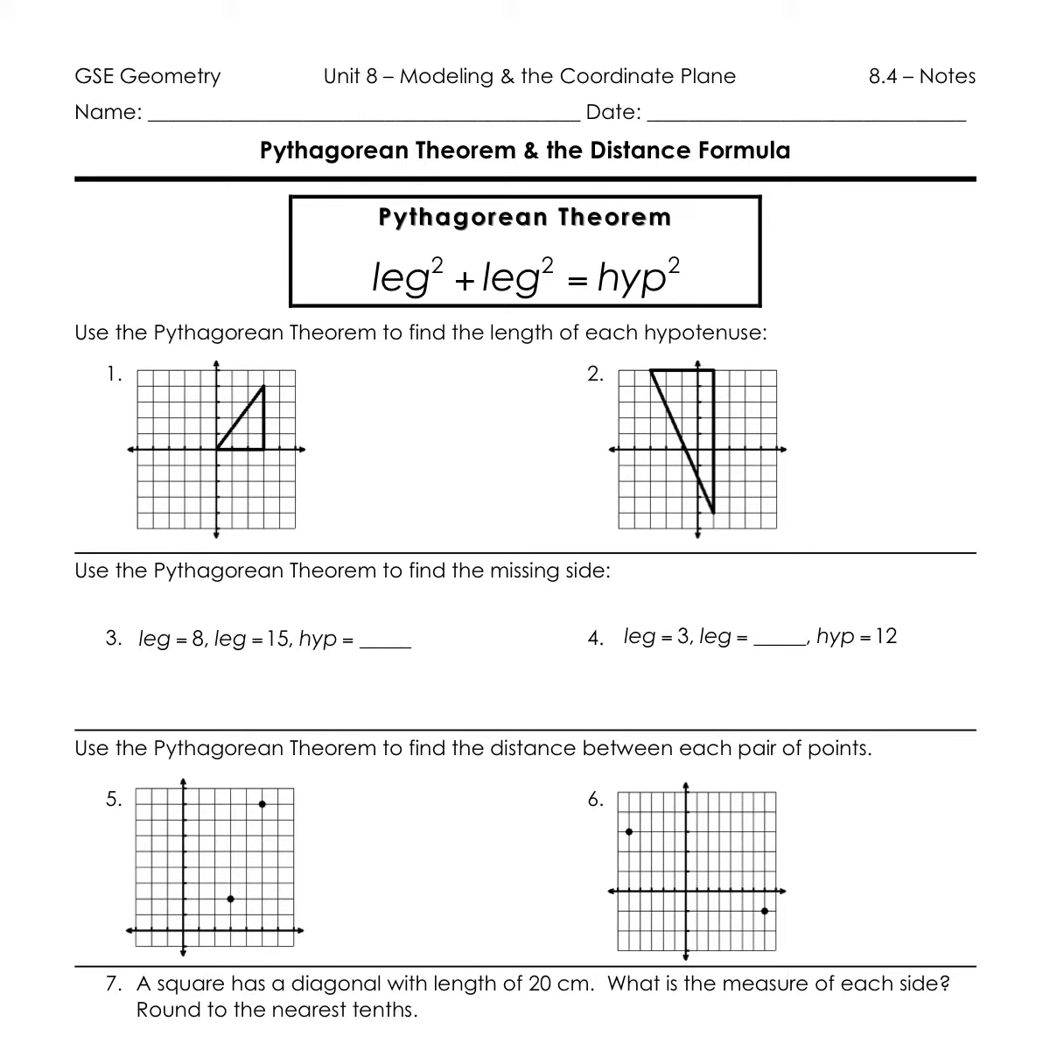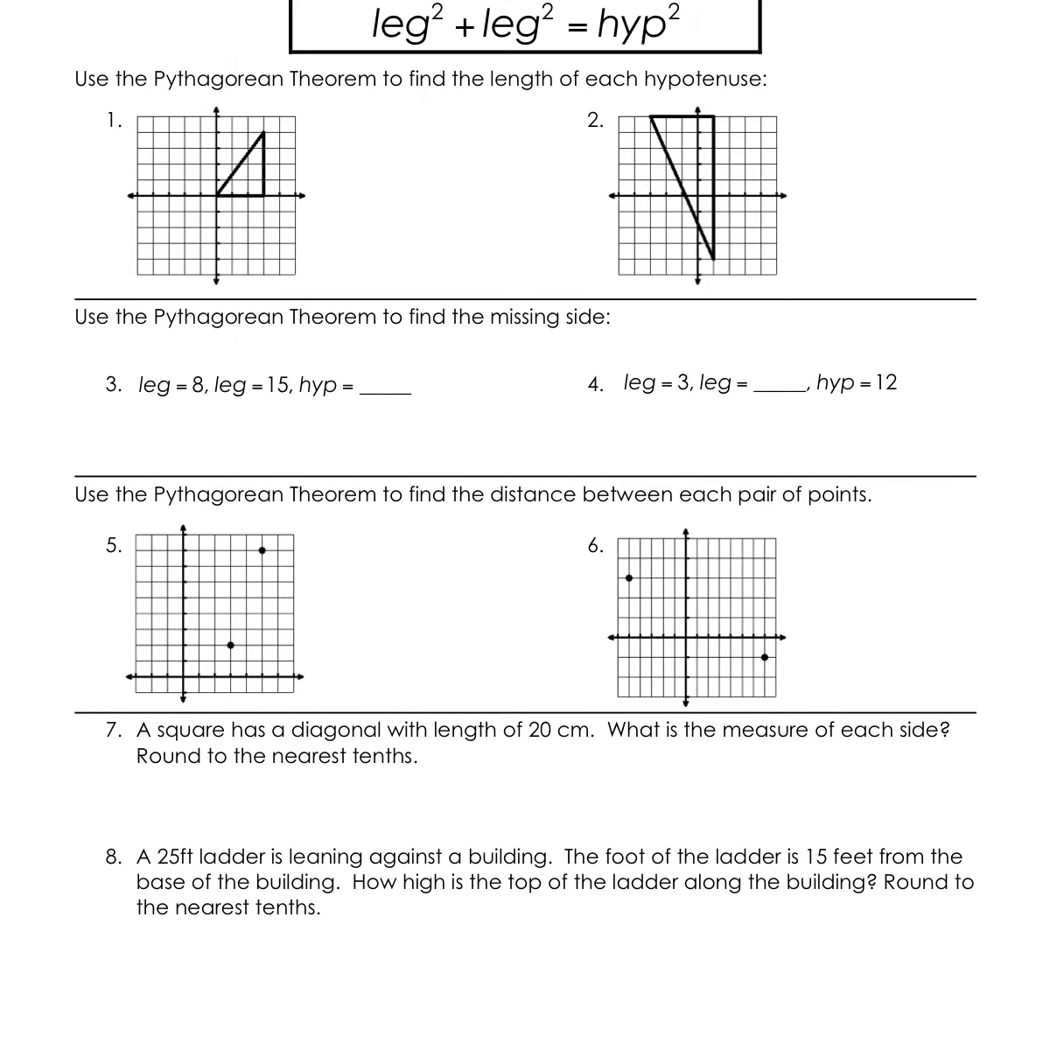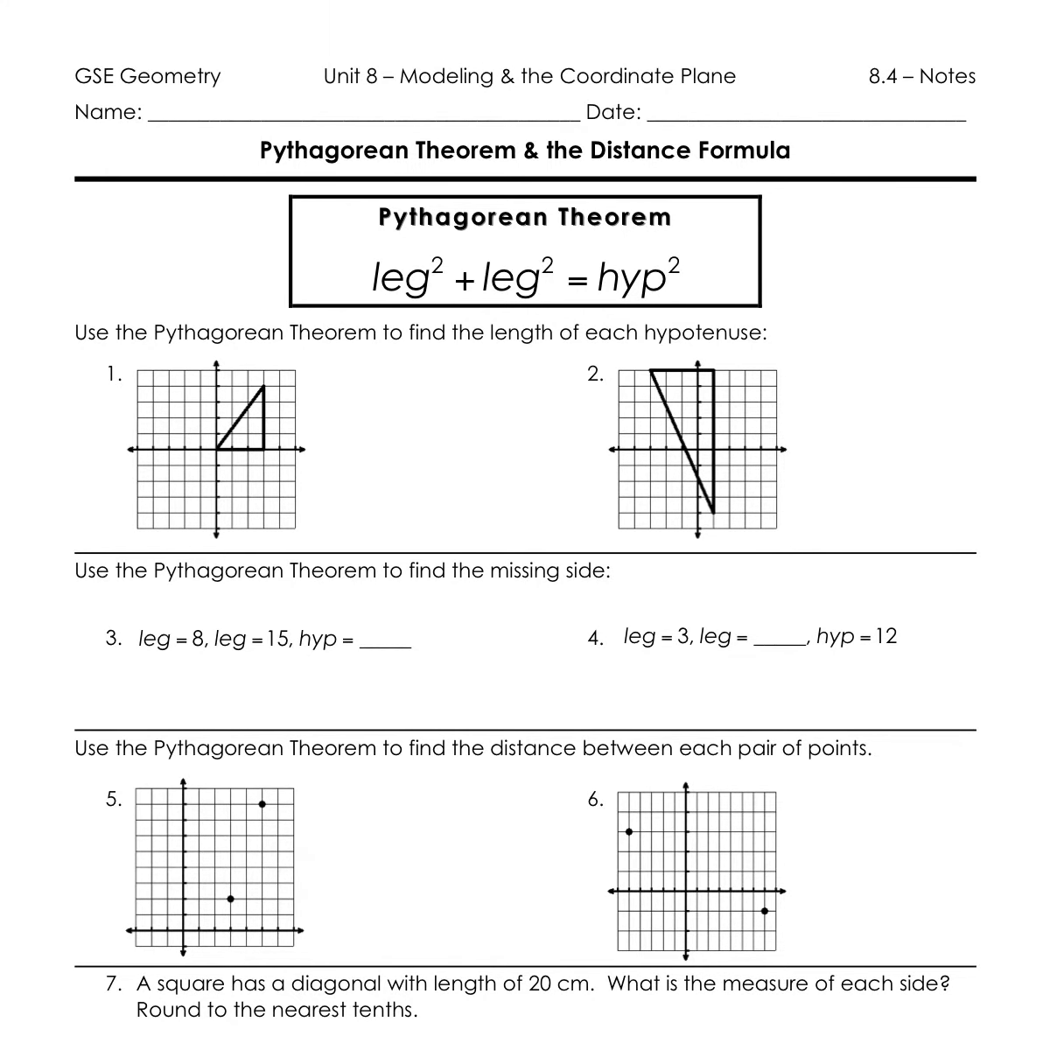Okay, so let's take a peek at Pythagoras. These guys say leg squared plus leg squared equals hypotenuse squared. That is 100% true, but we know it better as, say it with me, a squared plus b squared equals c squared. Absolutely. So we can write that in if we want to. And remember, our hypotenuse is the side that is always opposite the 90-degree angle.